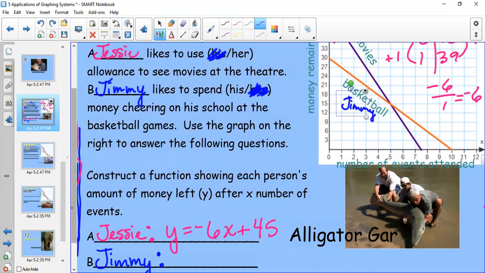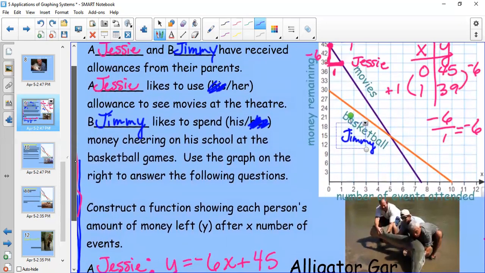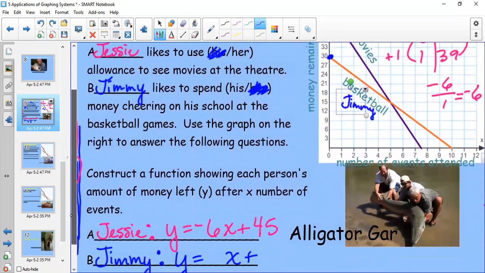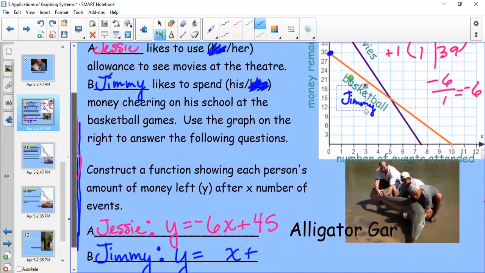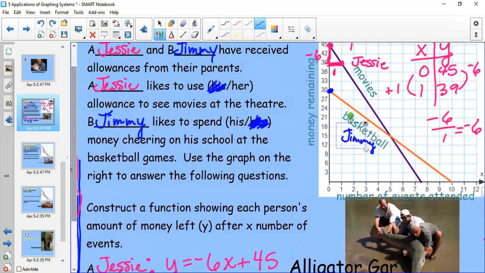All right, so now let's try Jimmy. Jimmy's starting point. How much money did he start with? Well, my parents must not have been as happy with what he was doing because they only gave him $30 to start with. And we need another point here, so I can use the point (1, 27). So if I'm finding Jimmy's rate of change, I would do (0, 30), and after 1 event, he had $27.